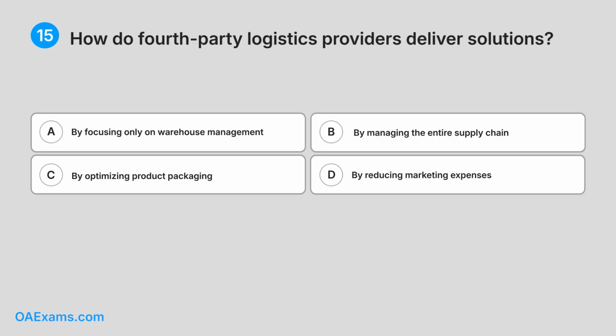15. How do fourth-party logistics providers deliver solutions? A. By focusing only on warehouse management. B. By managing the entire supply chain. C. By optimizing product packaging. D. By reducing marketing expenses. What do you think is the answer?